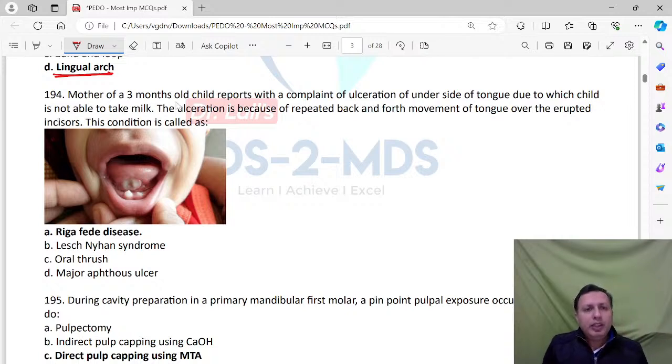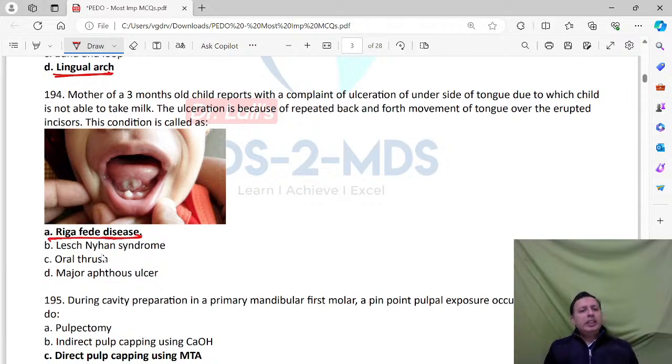Now, the mother of a 3-month-old child reports with a complaint of ulceration of the underside of the tongue, due to which the child is not able to take the milk. The ulceration is because of the repeated back and forth movement of the tongue over the erupted incisor. Now, this condition is called... The ulceration that is present on the ventral surface of the tongue is mostly seen in the presence of natal or neonatal teeth, and this ulceration caused by the natal or neonatal teeth on the ventral surface of the tongue is basically called Riga-Fede disease.